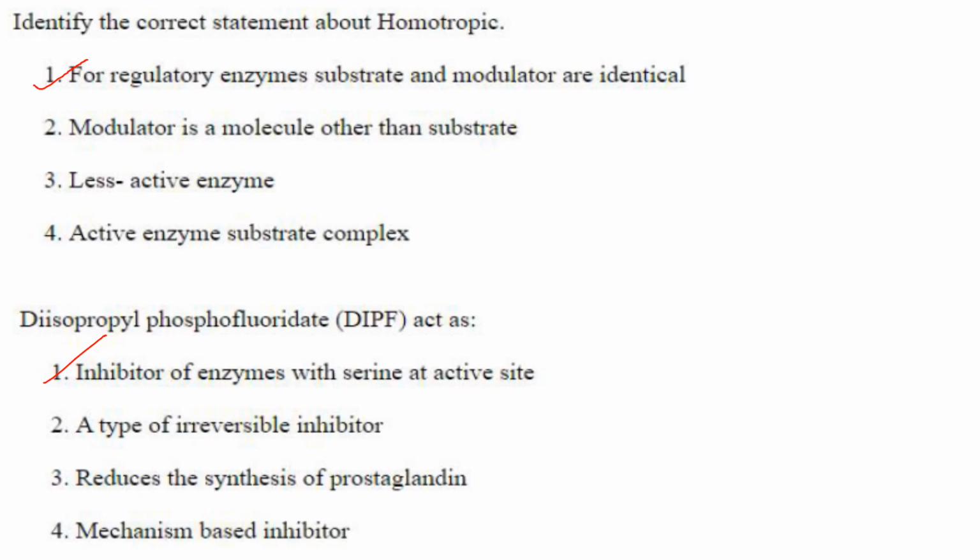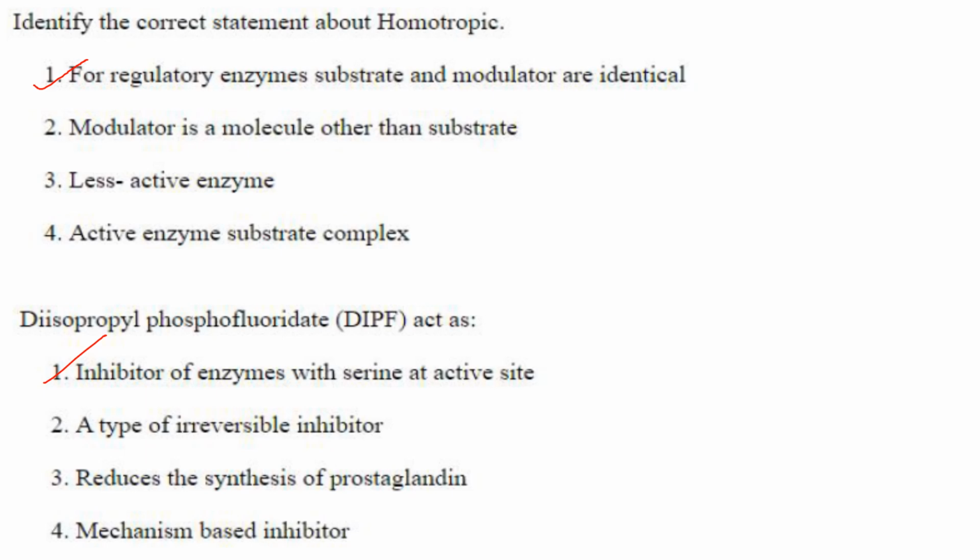Coming to the first question, identify the correct statement about homotropic. Now what is homotropic enzyme regulation? Allosteric regulation has two types on the basis of substrate and effector molecule: homotropic regulation and heterotropic regulation. In homotropic regulation, the substrate molecule acts as an effector also. An example is the binding of oxygen to the hemoglobin molecule.